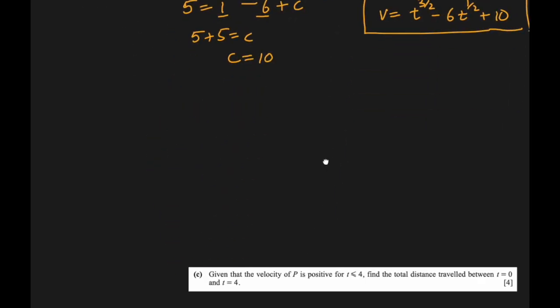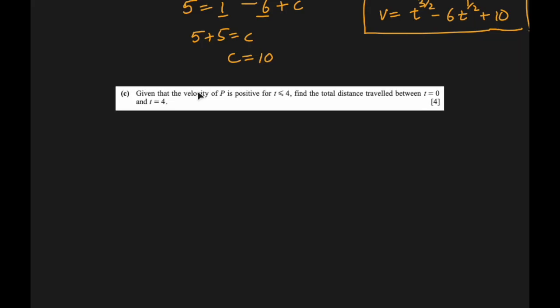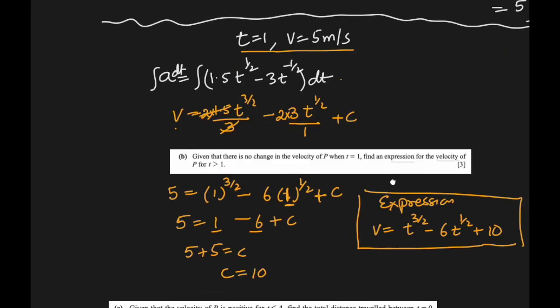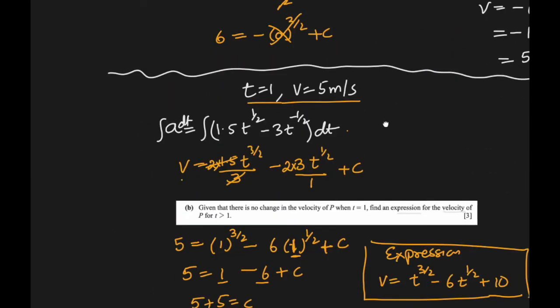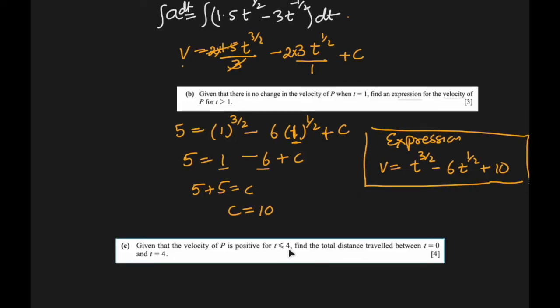Let's see if there is a C part, and there is one. Given that the velocity of P is positive for t less than or equal to 4. That means our equation here is positive from 0 to 4, including both of them. After 4 it becomes negative.